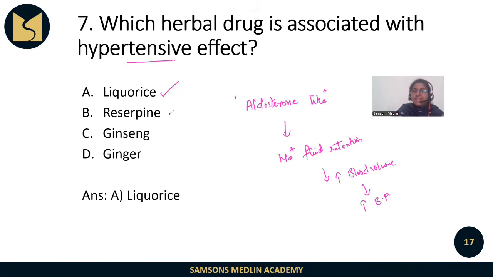We have already studied that reserpine has antihypertensive action. Ginseng and ginger are not drugs with hypertensive effects in this sense.